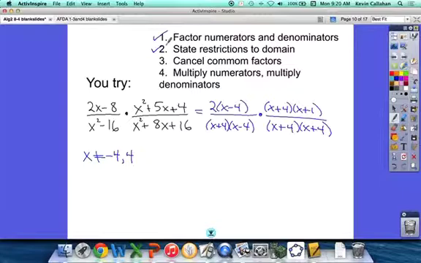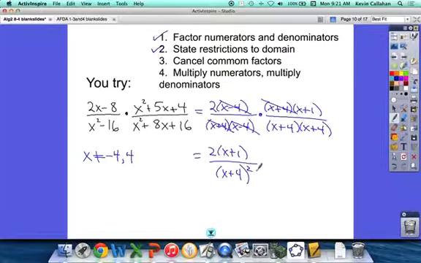Cancel common factors. Okay, there's an x minus 4. Do we see any other x minus 4s? Right there. There's an x plus 4 and an x plus 4. Anything else in common here? No. I mean, these are on the same level, right? They don't cancel each other, right? The x plus 1 doesn't cancel with anything. So this is 2x plus 1. And x plus 4 times x plus 4 is x plus 4 squared.